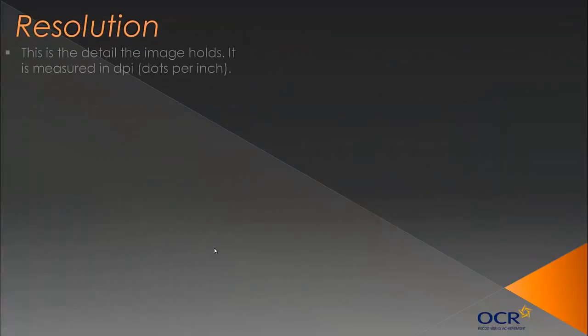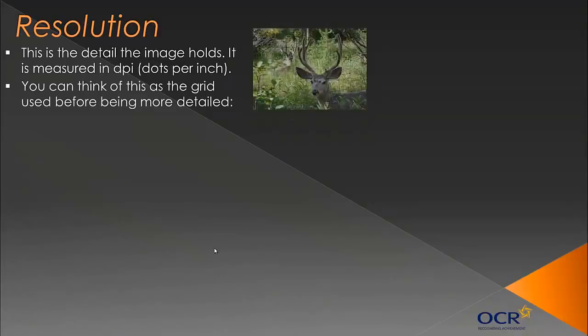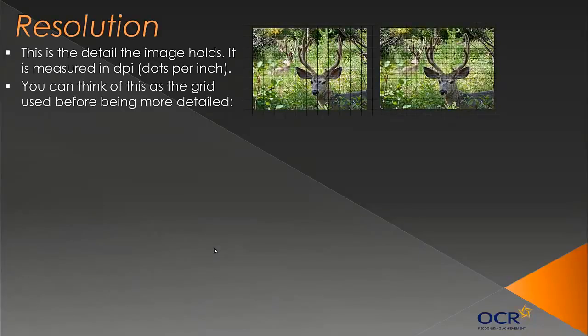So also you need to look at how resolution affects the file size. Quickly, resolution is the detail the image holds, that's a definition, and it's measured in DPI, dots per inch, or pixels per inch. So you can think of this as the grid being used before being more detailed. We've got 2 grids here, 2 images. One grid is quite big, quite a low resolution, one's quite small. Just an example, it's not totally how it works.